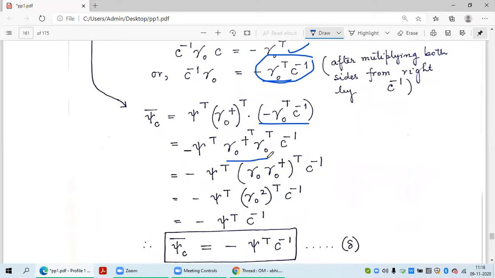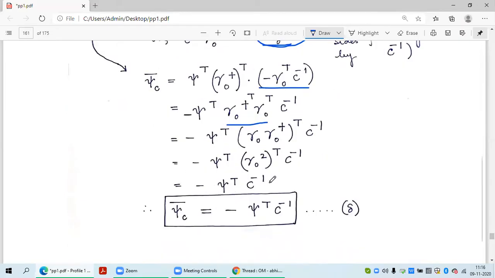Now, you take this, this is gamma 0 dagger gamma 0 transpose, which is gamma 0 dagger whole transpose. So (AB) transpose equals B transpose A transpose, that we have used. Now, gamma 0 dagger is gamma 0, therefore gamma 0 square is 1, so this term will go. So you are left with minus psi transpose this. So psi C bar will be related to psi by this equation.